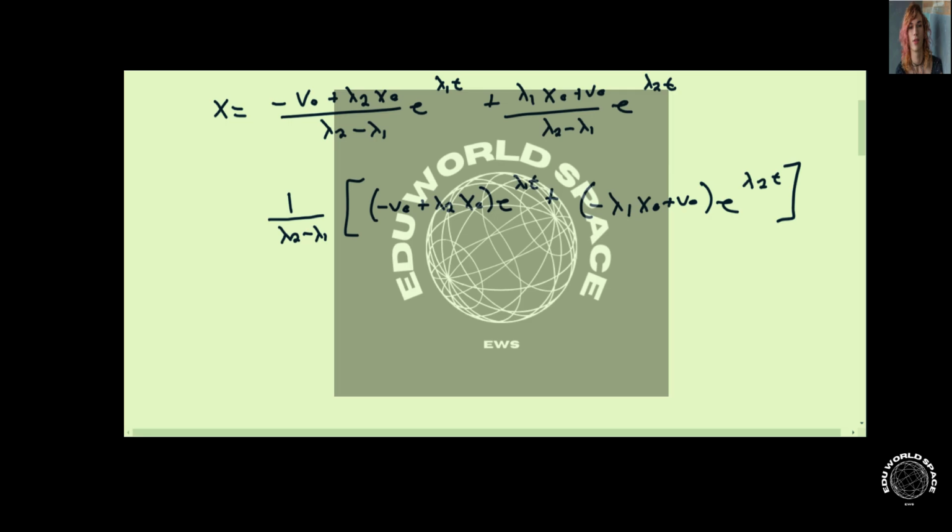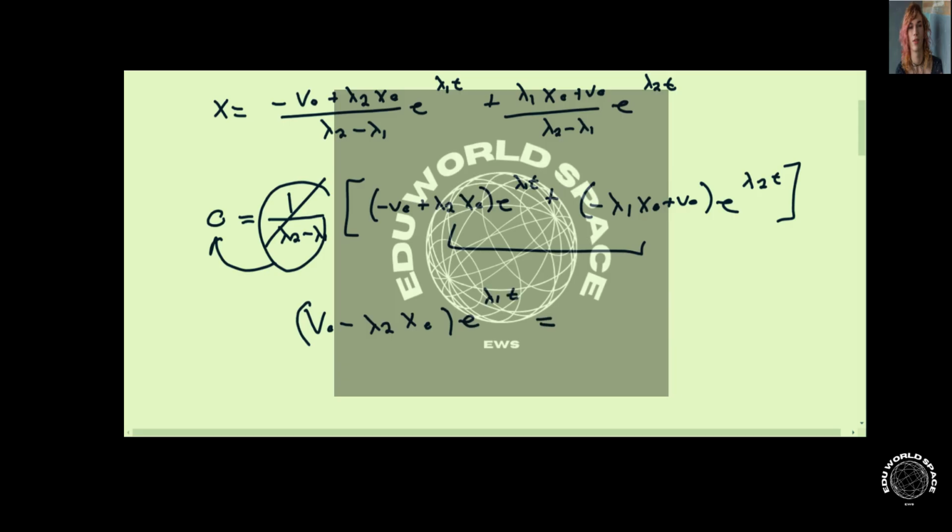And we're setting this x equals 0, and we're going to separate everything. We multiply this over here so it's crossed out, and now we put these two on one side. So we get (v naught minus lambda 2 x naught) times e^(lambda 1 t) equals (v naught minus lambda 1 x naught) times e^(lambda 2 t).